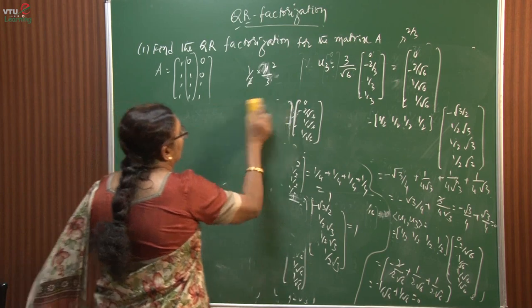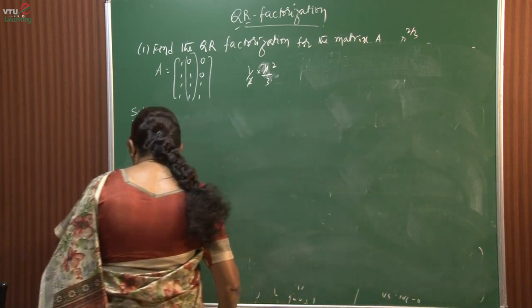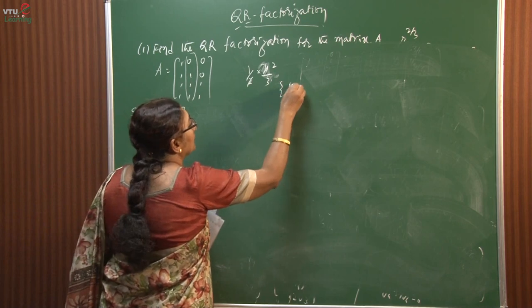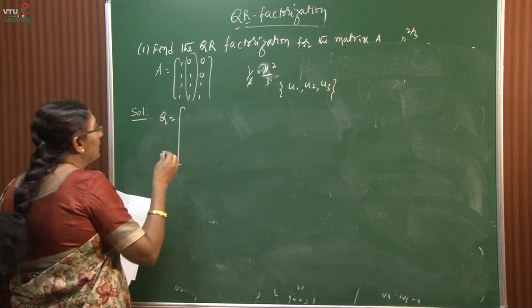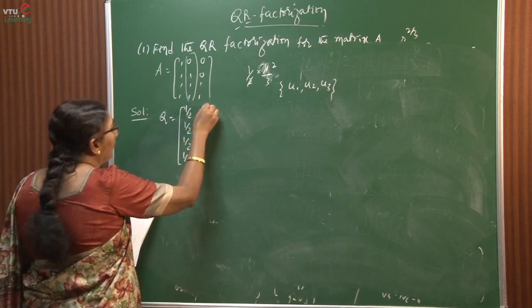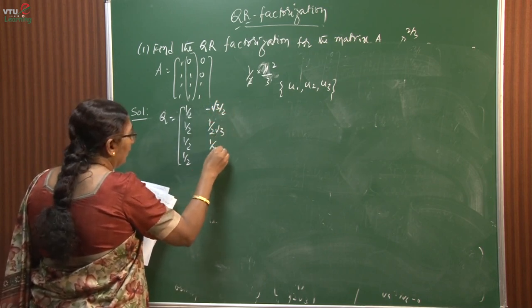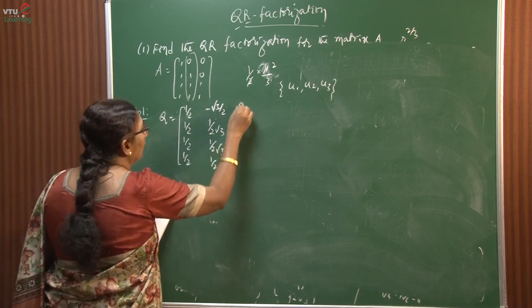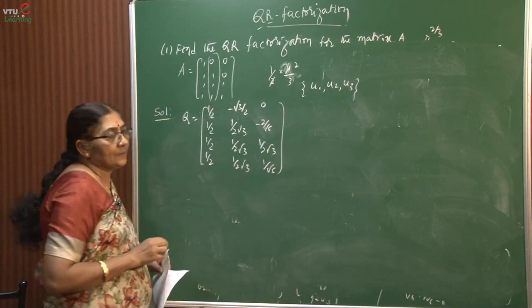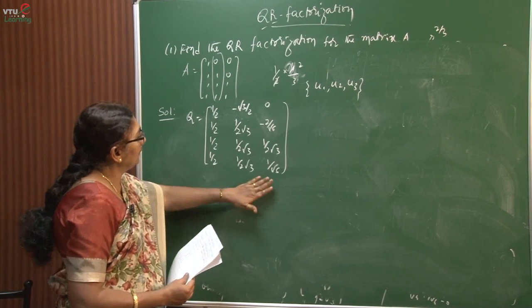Now, we are framing Q. While framing Q, the columns are the vectors that form an orthonormal basis: U1, U2, U3. The first column is U1, which is 1 by 2, 1 by 2, 1 by 2, 1 by 2. The second column of Q is U2: minus root 3 by 2, 1 by 2 root 3, 1 by 2 root 3, 1 by 2 root 3. And then the third column is 0, minus 2 by root 6, 1 by root 6 and also 1 by root 6. Now with this, we calculated U1, U2, U3, and this is Q.